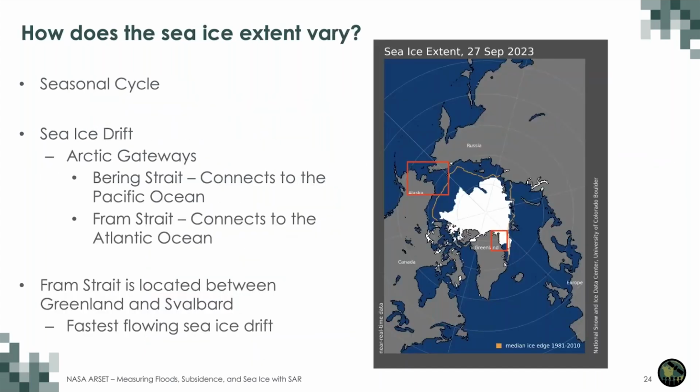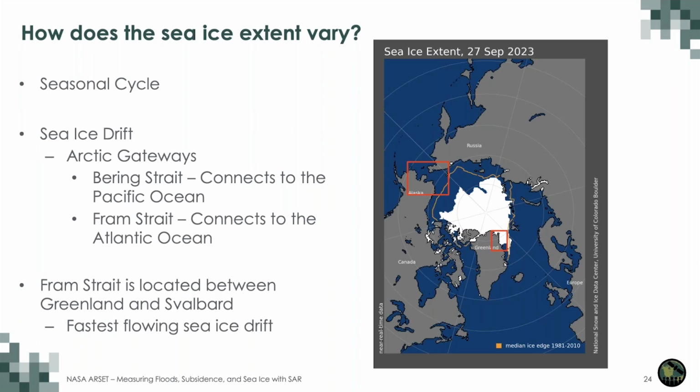So yes, the ice varies over the year. We have the seasonal cycle. The ice is lying on top of the ocean. This means that it's drifting. It is not stationary. We have 2 areas in the Arctic where the ice is disappearing through. We have the Bering Strait, which you can see as the top red triangle or rectangle here. And then we have the Fram Strait, which is the lower rectangle between Greenland and Svalbard.